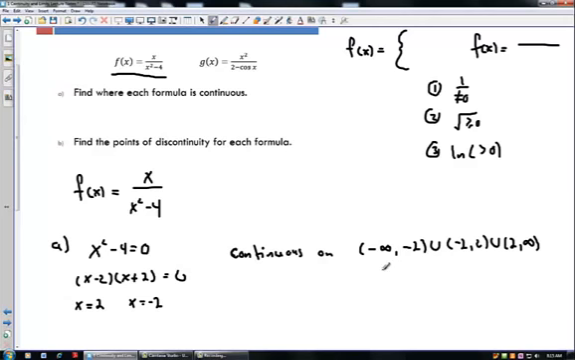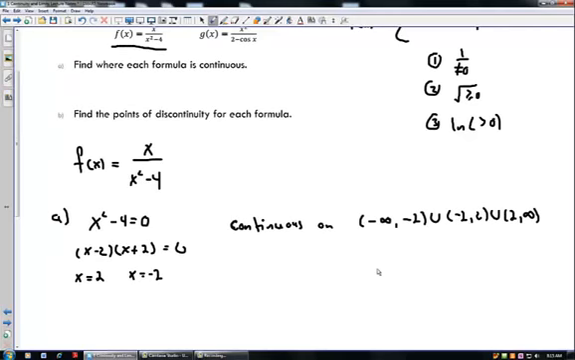For the next one, let's do part B below it, and then we'll do the next function. So part B, find the points of discontinuity for each formula. So then it's discontinuous. I've already done all the work.